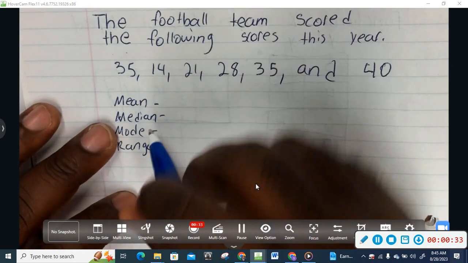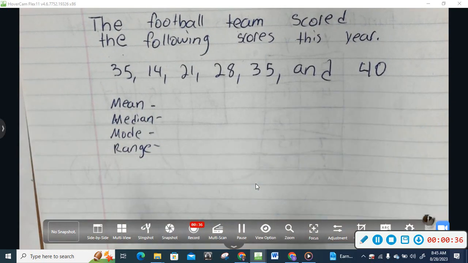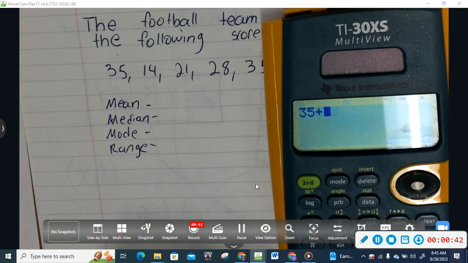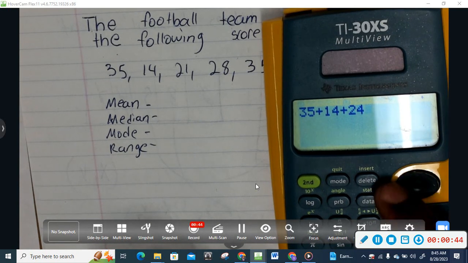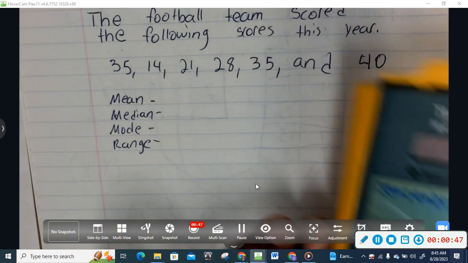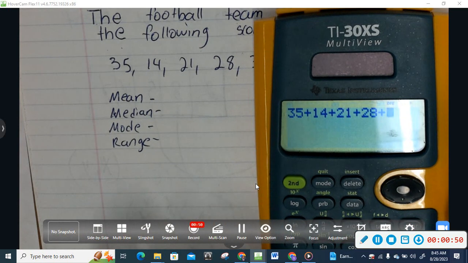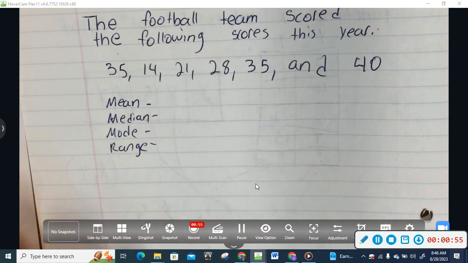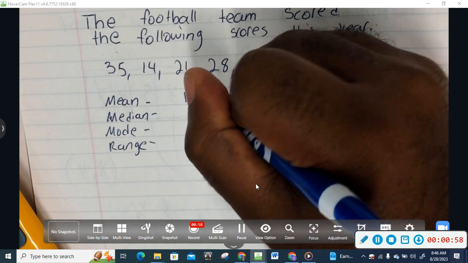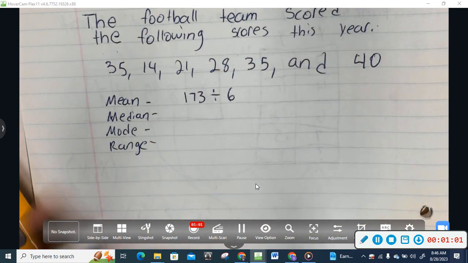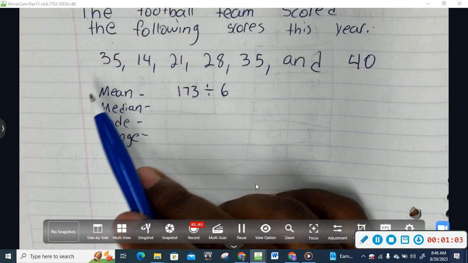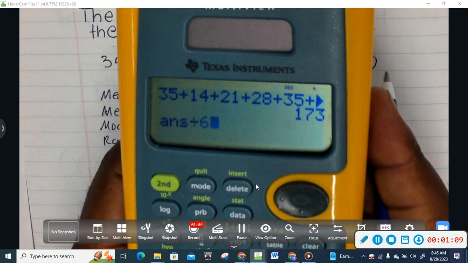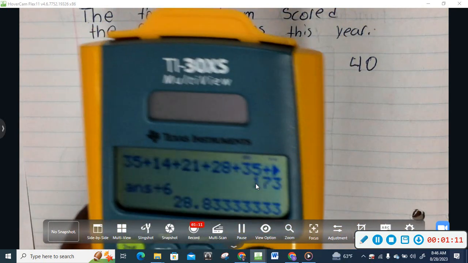So I know I'm going to be dividing by 6 at the end of this. First step is adding all of these numbers up. Let me know what you get when you do that. We should be doing 35 plus 14 plus 21 plus 28 plus 35 plus 40. Should get 173. Then from there we're going to be doing 173 divided by 6, because there's 6 total numbers up here. 1, 2, 3, 4, 5, 6. So I'm going to divide by 6 and I get 28.3.